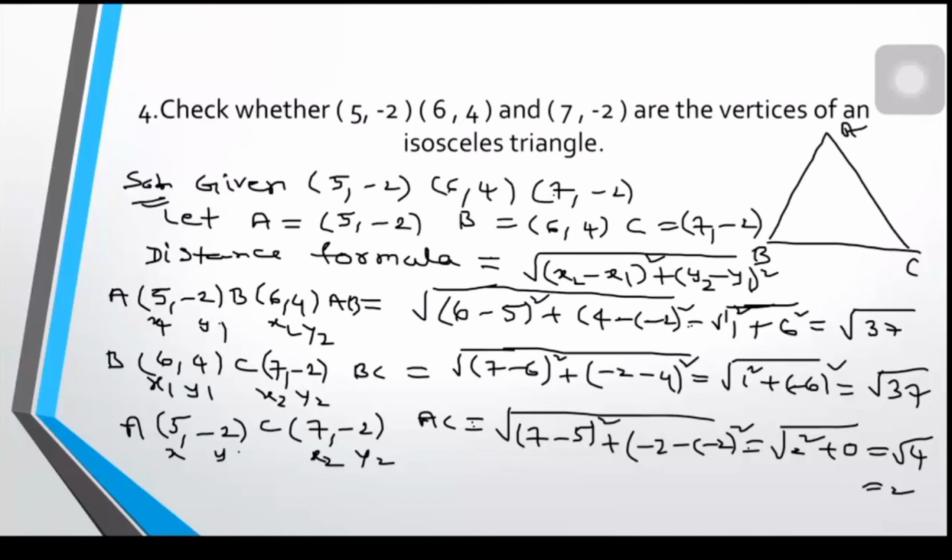See, AB distance here is root 37. AC distance is 2. BC distance is root 37. So these two sides are equal. Here AB is equal to BC. So the triangle ABC is an isosceles triangle.